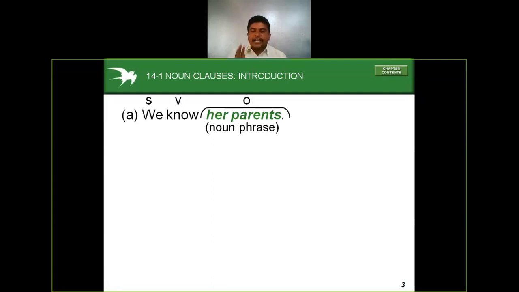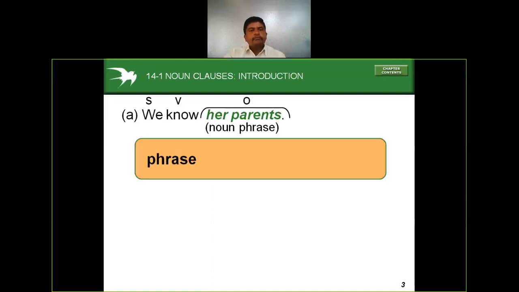What is a phrase? Come on, tell me. A phrase is a group of words which doesn't give a complete meaning. Her parents gives meaning, but it doesn't give a complete meaning. But remember, why do we call it a noun phrase? Because her parents, the phrase, is coming up with a noun, the name of a person, a pronoun, right?